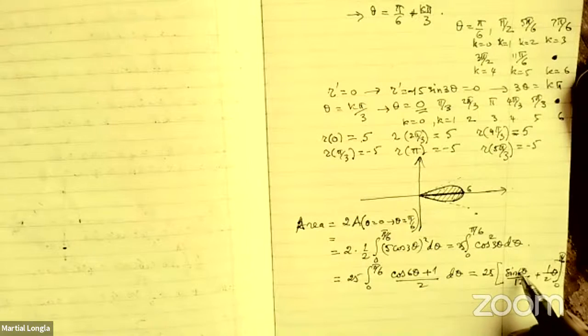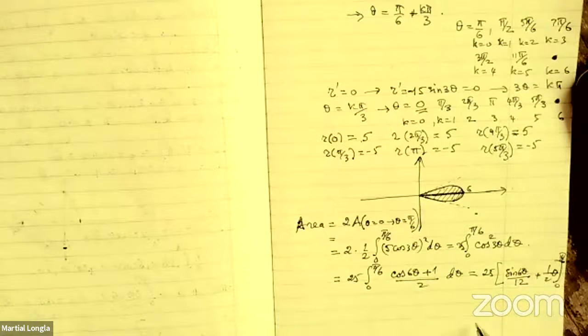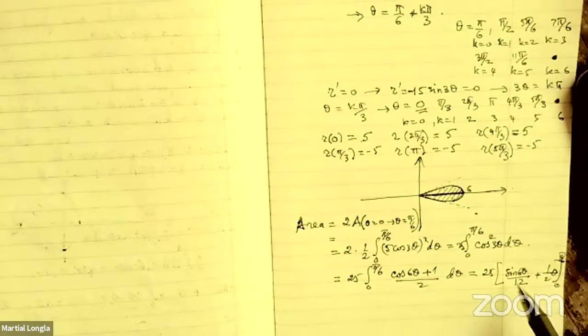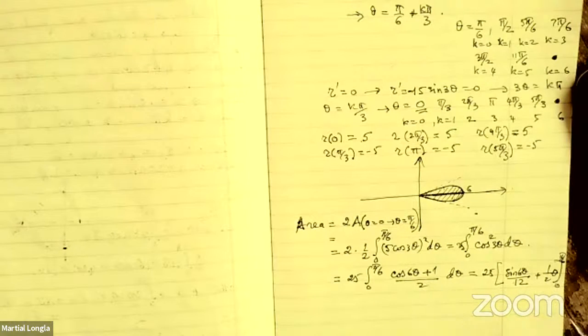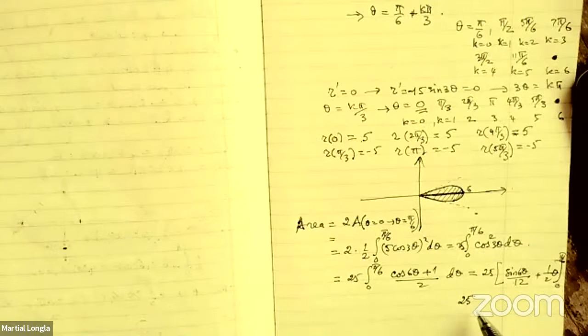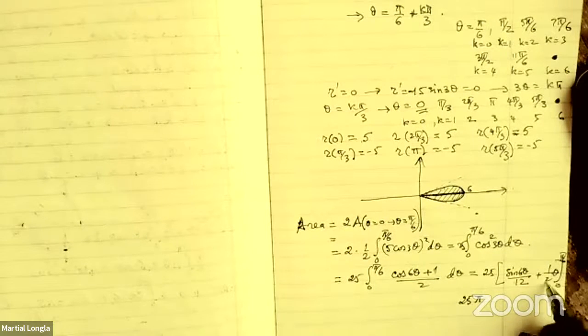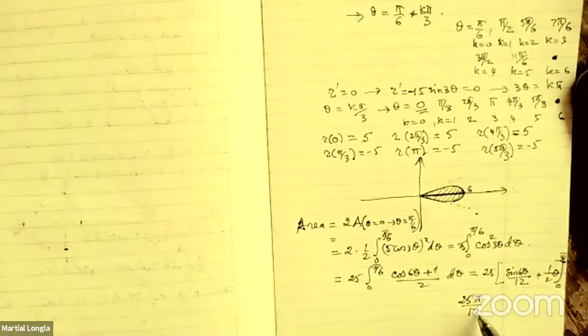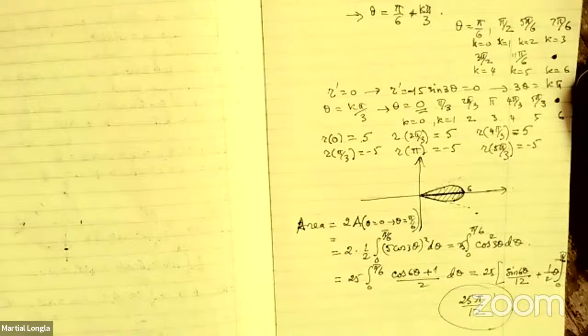When we plug in pi over 6, we get sine of 6 times pi over 6, which is sine of 6 pi. That's 0. Plug in 0, sine of 0, 0. So we are left with 25 times pi over 6 divided by 2, 12. So that's the area of one loop.